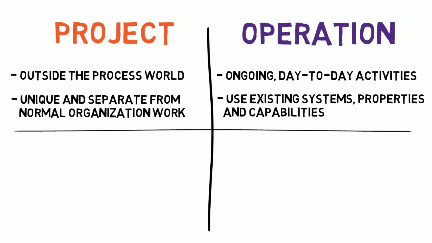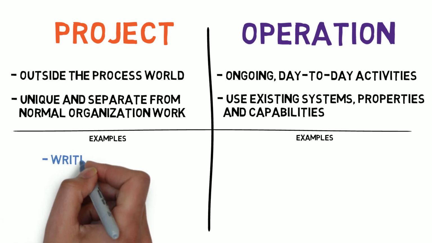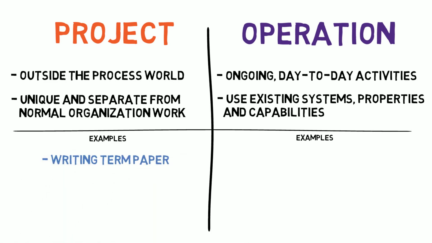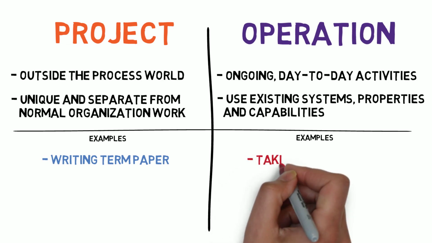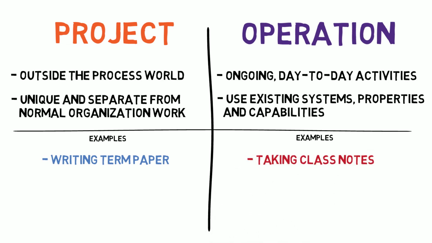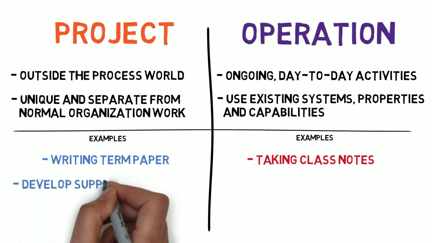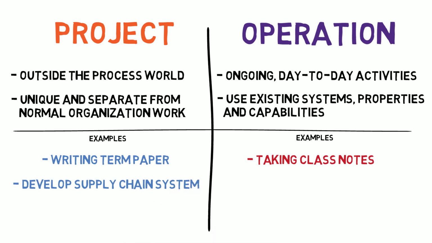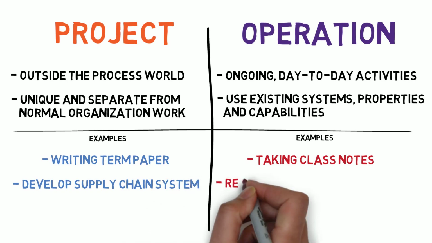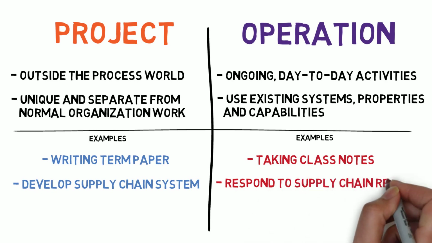The examples of the project could be writing a term paper. In comparison, the operation would be taking the class notes. The project can be development of a supply chain information system, whereas the operation may be responding to a supply chain request.